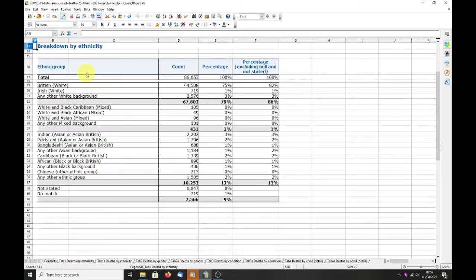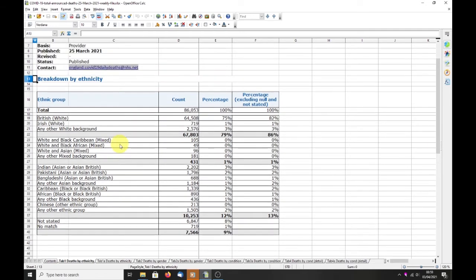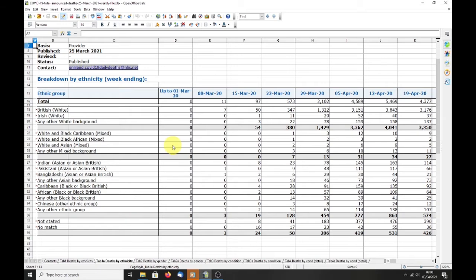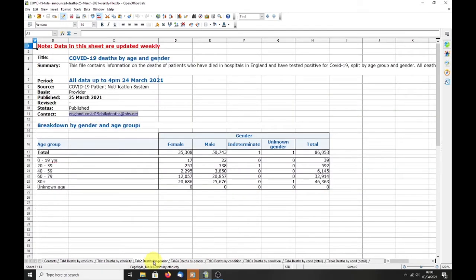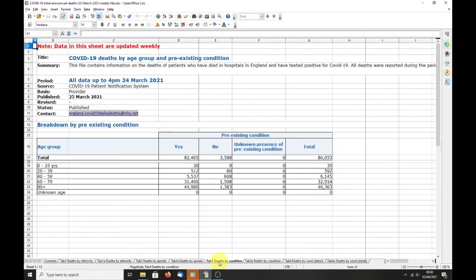So you get here breakdown by ethnicity there, and also you get another one for ethnicity. It's just a different format. But then you get deaths by gender, so you can see sort of male and female, how many have died, and it also gives you age brackets there as well, and the total figures. This one's quite a useful one because it gives you the data in a more compact format.